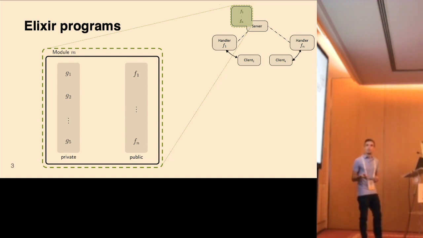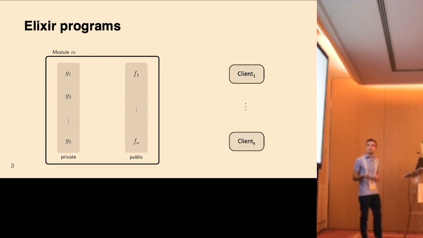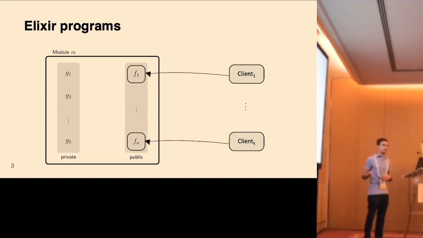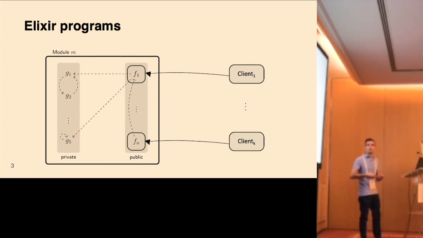Programs will be composed of modules, and each module will have some functions, like we saw earlier, F1 to Fn, that clients can use, or rather not use directly, but use when they are running. Internally, the public functions can offload some of their work into other private functions. In this case, the functions G1 up to G5 can be used by F1 up to Fn.